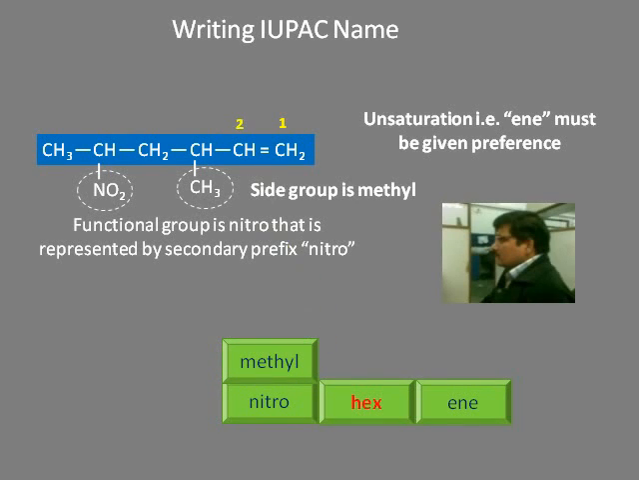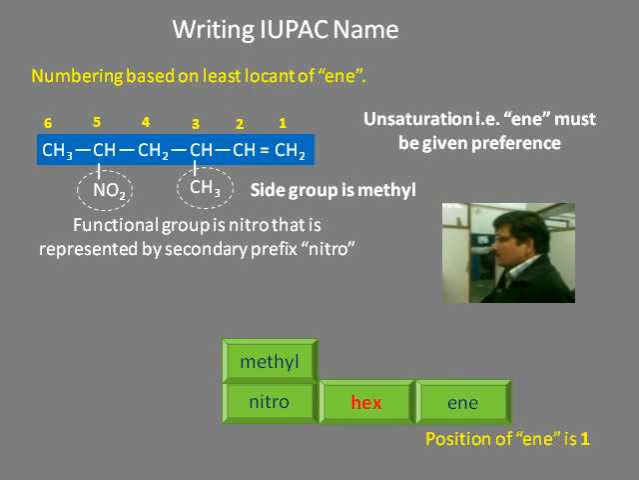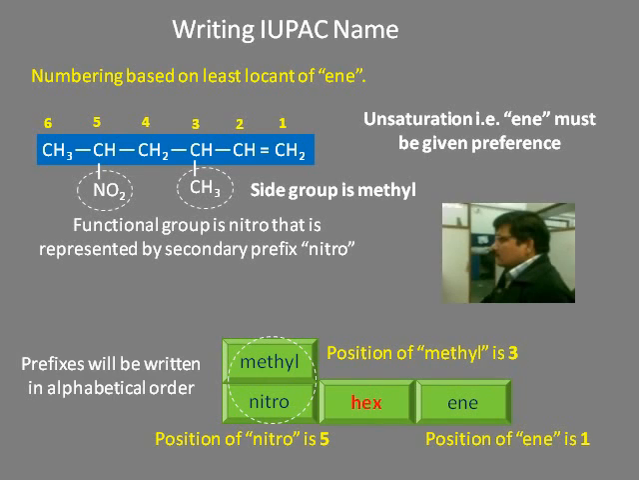If we do the numbering from right side, 1, 2, 3, 4, 5 and 6. Numbering is based on least locant of ene because ene will get preference in absence of secondary suffix. Position of ene is 1, it is attached at this first carbon. Position of methyl is 3 and position of nitro is 5. Prefixes will be written in alphabetical order. M will come first, so it will be 3-methyl, 5-nitro, hex-1-ene.